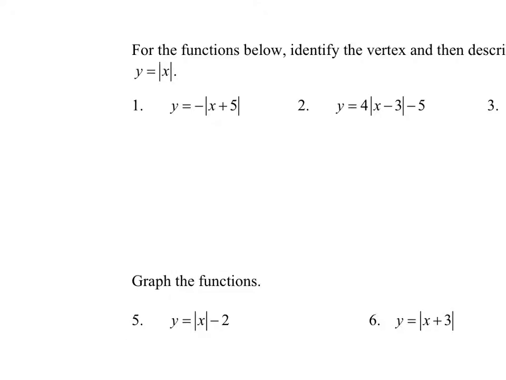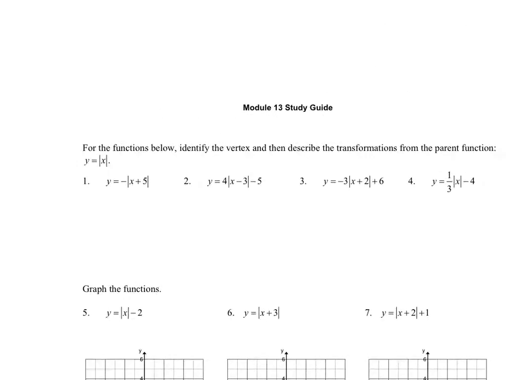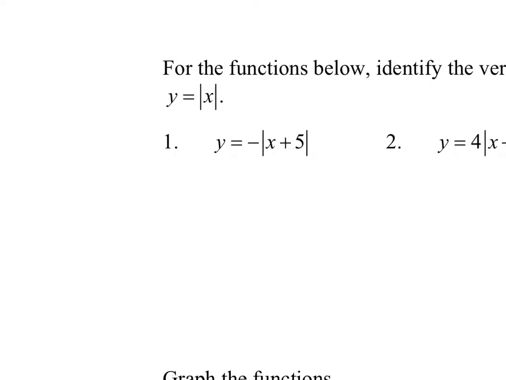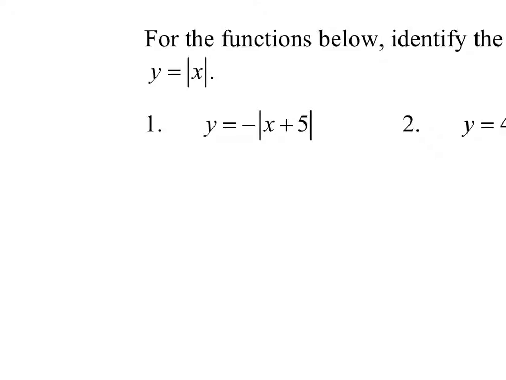So for these first few problems, you had to identify the vertex and then describe the transformations with respect to the parent function. That's what the instruction says. So first, let's identify the vertex. Remember, vertex form of an absolute value equation, and you need to know this for your test, is y equals a times the absolute value of x minus h, plus k, where h comma k would be the vertex.